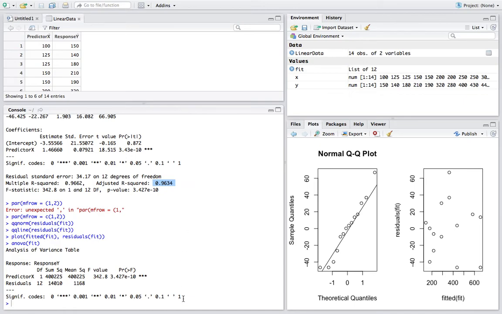So more information on simple linear regression and ANOVA analyses can be found in your textbook, Probability and Statistics for Engineering and the Sciences, the 8th edition, by J. Devore.